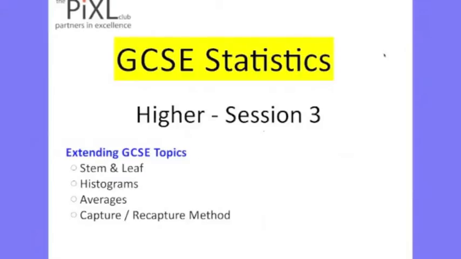Welcome to the GCSE Statistics Higher Session 3. This session is focused on extending GCSE topics and consists of 4 subsections: stem and leaf, histograms, averages, capture-recapture method.